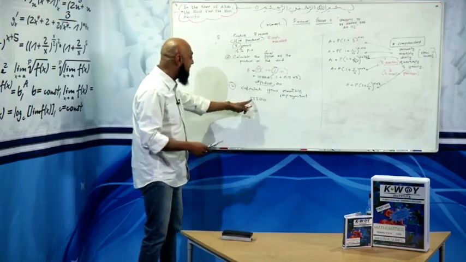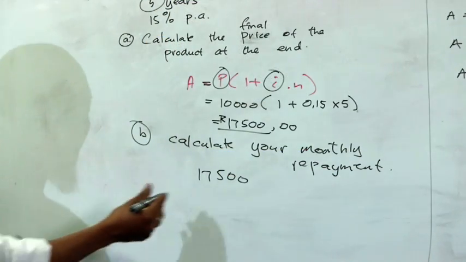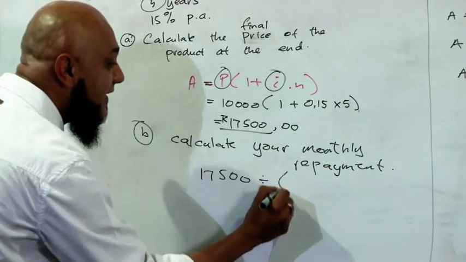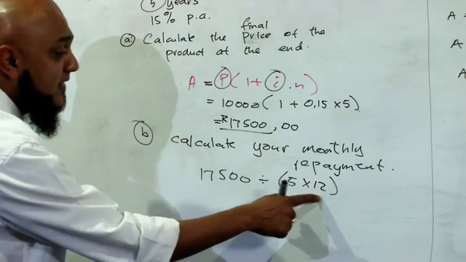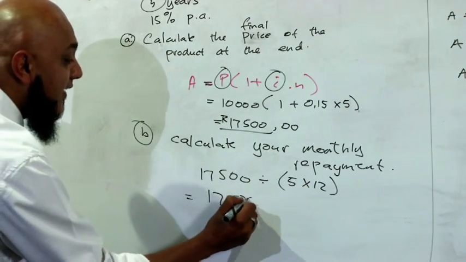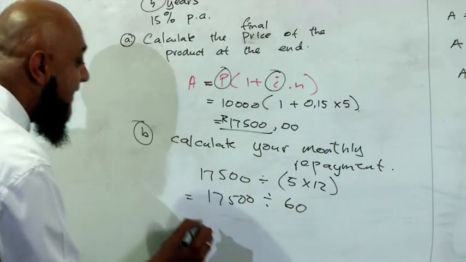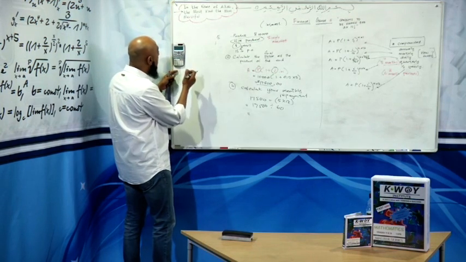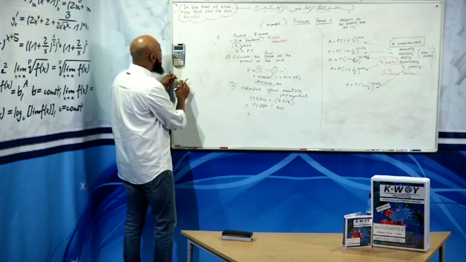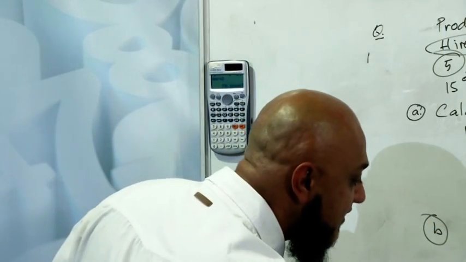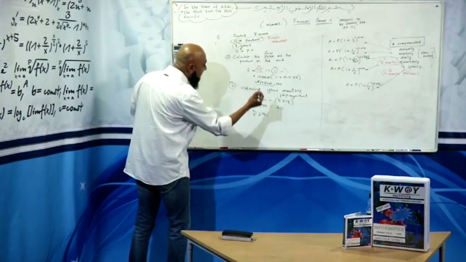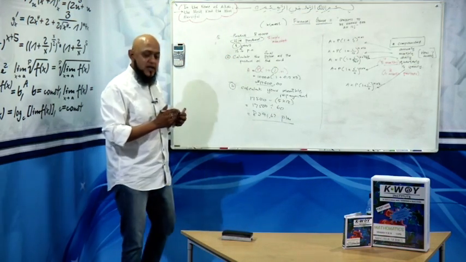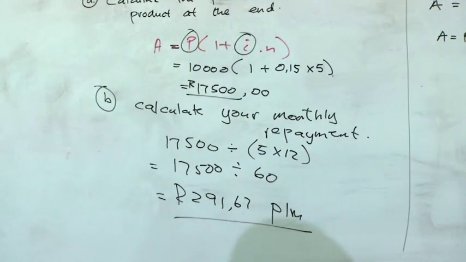Calculate your monthly repayment. So we've got 17,500 divided by how many months in 5 years? Obviously, you're going to say 5 times 12: 12 months in a year times 5 years. So you're going to take 17,500 divided by 60. So we take the 17,500, we divide it by 60 months. And what do we get? 291 Rand 66 cents a month. So we get 291,666,67 per month.